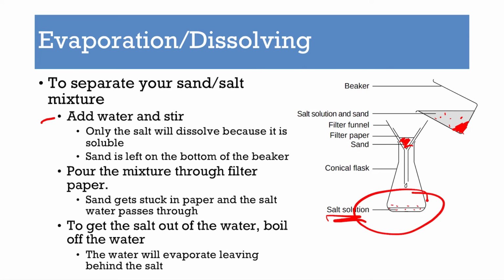Now you're like, okay, well, how do I get the salt out of the water? The next question, what you would have to do is evaporate the water. So you could boil up the water if you wanted to do it quickly. If you wanted to, let it just do it naturally over time, water will evaporate, leaving the salt on the bottom of your beaker or whatever container you were using. So here we're able to use both evaporation and dissolving.